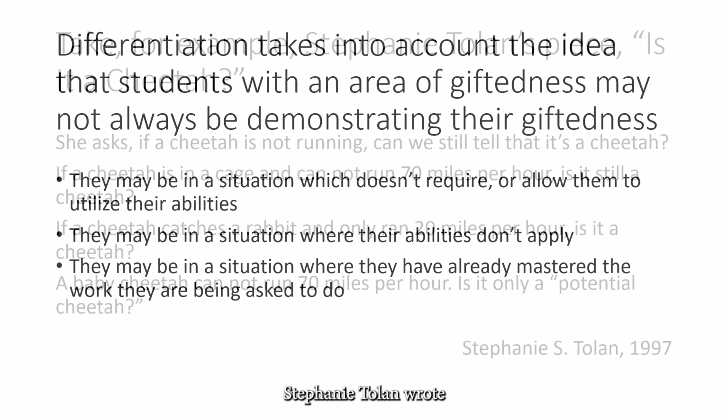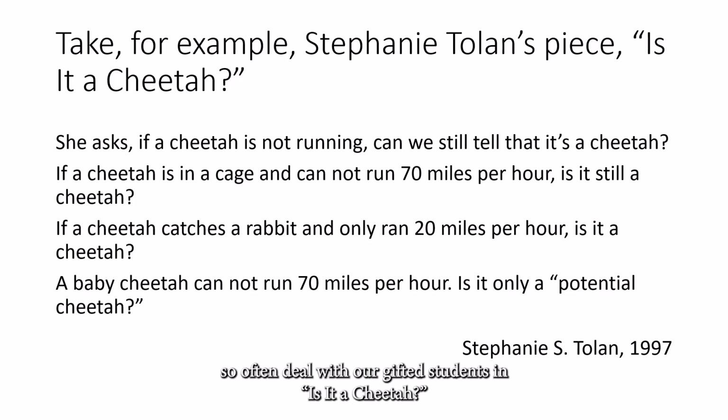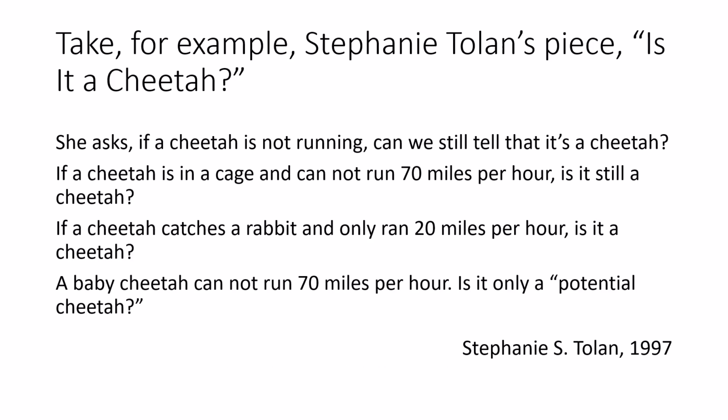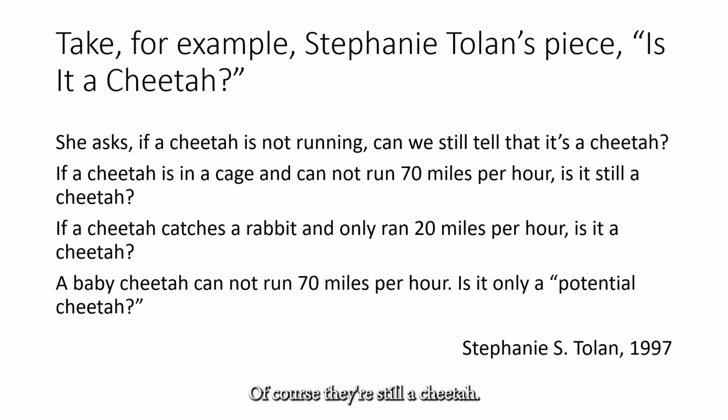Stephanie Tolan wrote an outstanding piece talking about how we so often deal with our gifted students in "Is It a Cheetah?" Stephanie Tolan asks, if a cheetah is not running, can we still call it a cheetah? Cheetah, fastest land animal on Earth. One of their most distinctive properties, runs up to 70 miles an hour. If they're not running, are they still a cheetah? Of course they're still a cheetah.